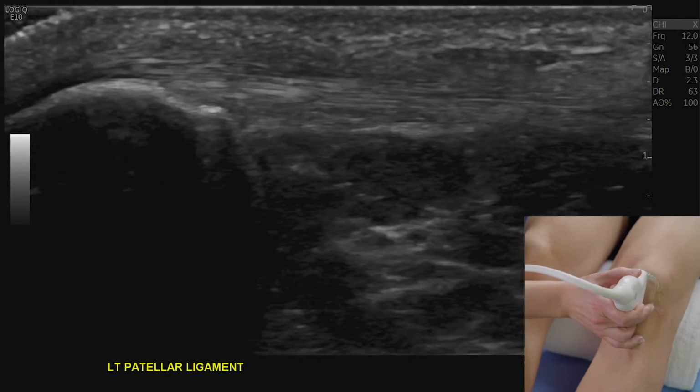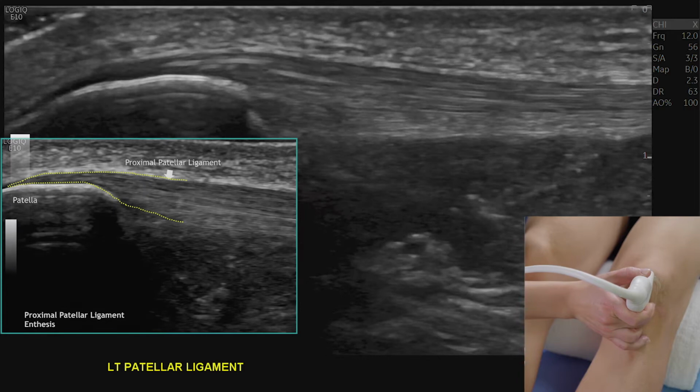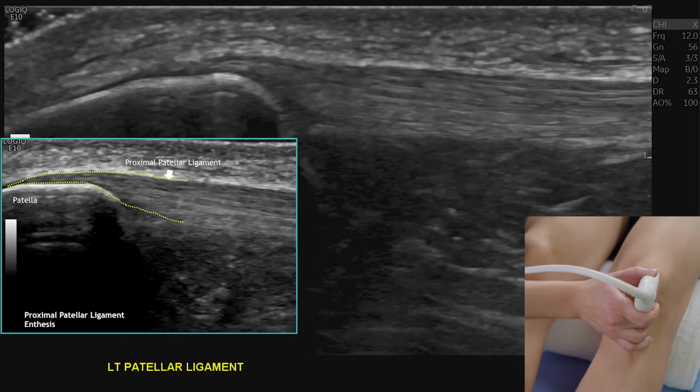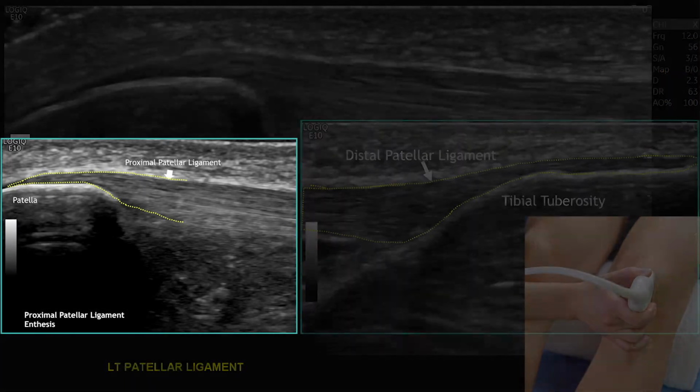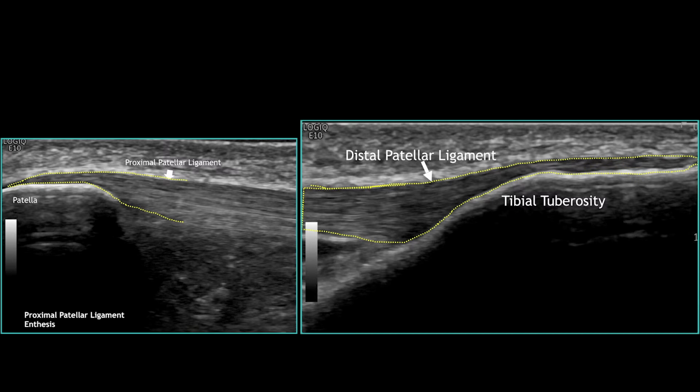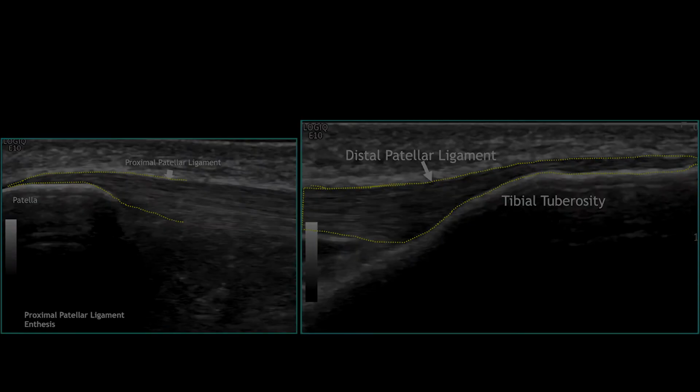Proximally, the ligament is thin and wide, while with the fibers converging distally, it becomes thicker and narrower at the insertion to the tibial tuberosity. Therefore, a mild increase of the thickness at the tibial insertion, especially in the absence of any hypoechogenicity and fibrillar echotexture, should not be misinterpreted as abnormal thickening.